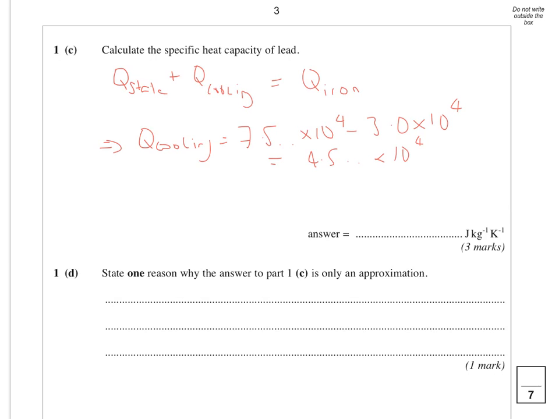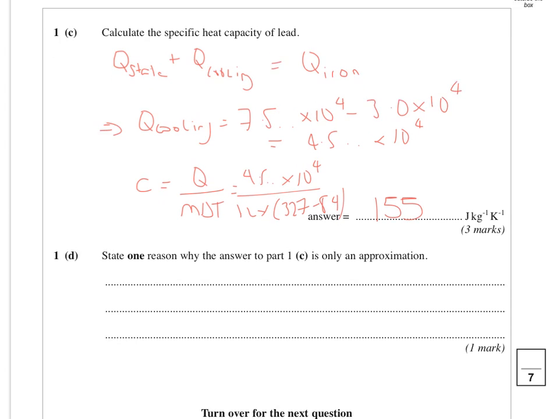We know it ends up in thermal equilibrium, so we can work out its change in temperature. So c is going to be Q over m delta T, which is the 4.5 times 10 to the 4 divided by the mass, which is 1.2, and the change in temperature, since it ends up in thermal equilibrium, we know it ends up at 84 degrees. So let's divide by 1.2 divided by 327 minus 84, which is the change in temperature, and that gives you 1.5 joules per kilogram per kelvin using unrounded values. If you use rounded values in the previous one, you end up with 154.